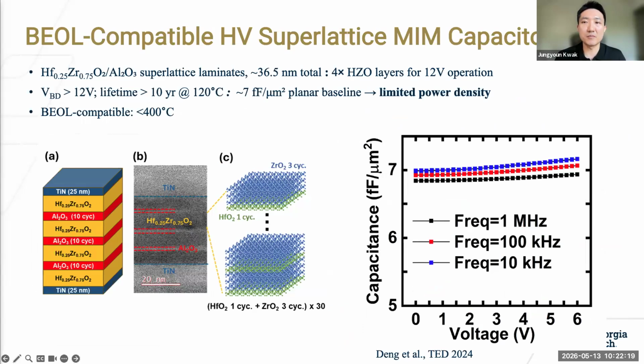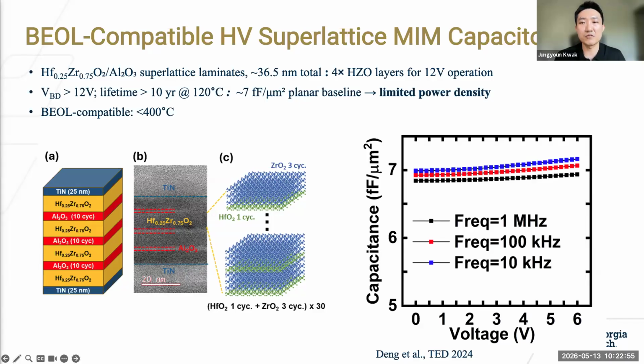The second key passive device is the high-voltage superlattice metal-insulator-metal capacitor. We use it as a flying capacitor in the switched capacitor converter. The cross-section on the left shows the layer stack: alternating hafnium zirconium oxide and aluminum oxide layers, four hafnium zirconium oxide layers with aluminum oxide between each, about 36.5 nanometers total. The metal electrodes on top and bottom complete the metal-insulator-metal structure.